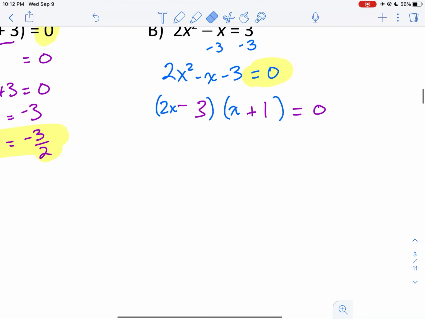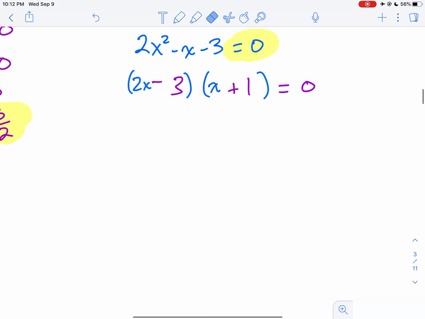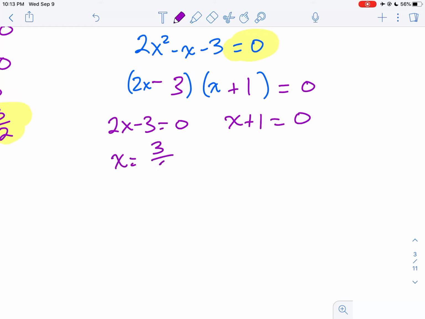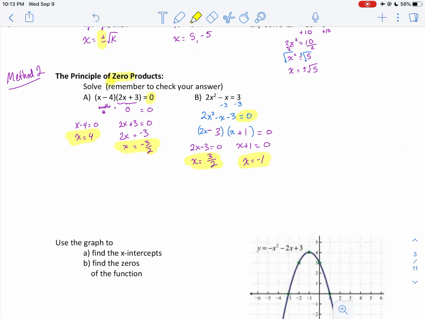Now, remember the zero product property, or the principle of zero products? If 2x minus 3 is 0, that gives me one solution. If x plus 1 equals 0, that's going to give me another solution. So then I just solve. I'm going to add 3 and divide by 2. And here I'm just going to subtract 1. So my final answer here is x equals 3 halves and x equals negative 1. Both of those are solutions.